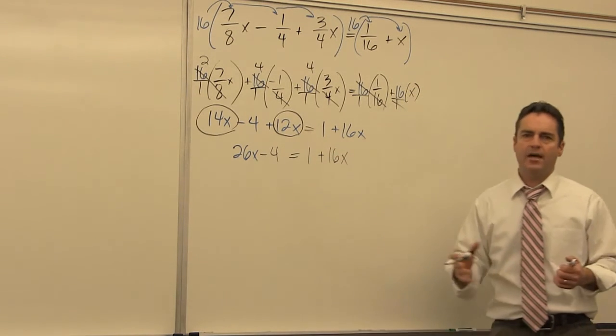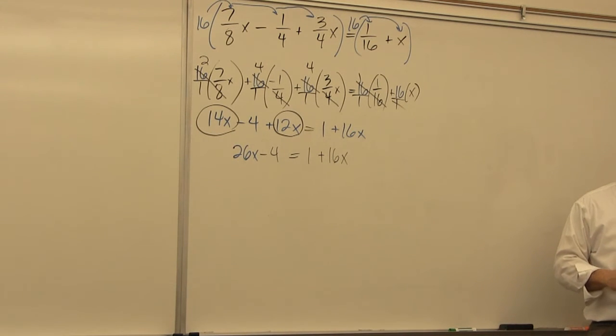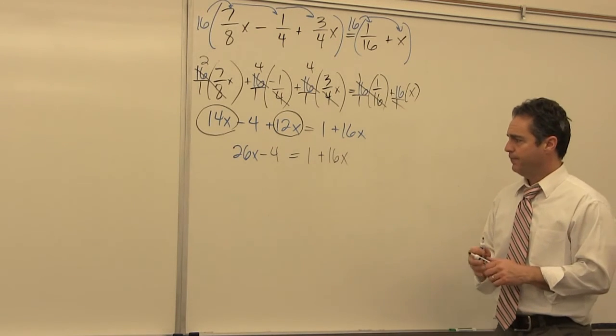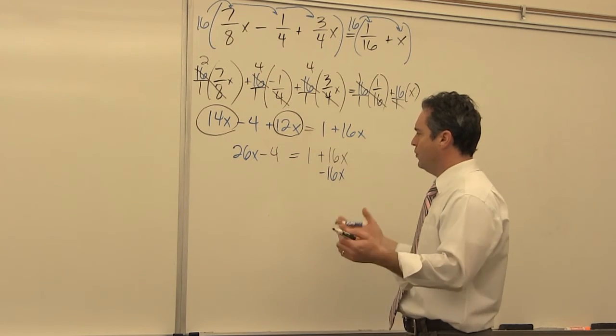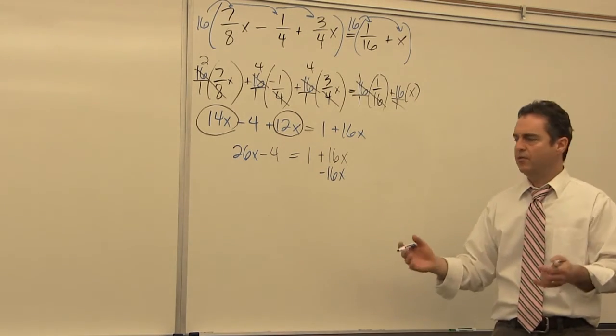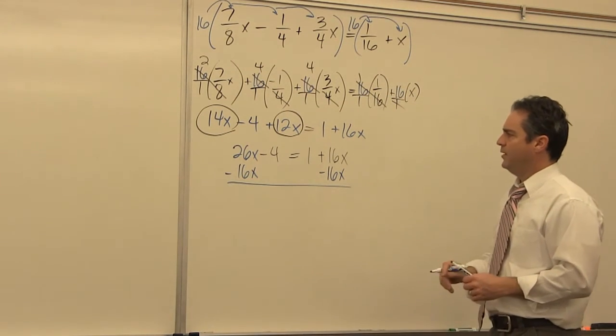And the way we address that is our next step, which states that we must get all of our x's, or all of our variables, to the same side. So how are we going to do that? That's right. Let's subtract 16x. What we do to one side, we must do the same thing to the other. So we're going to subtract 16x from this side as well.